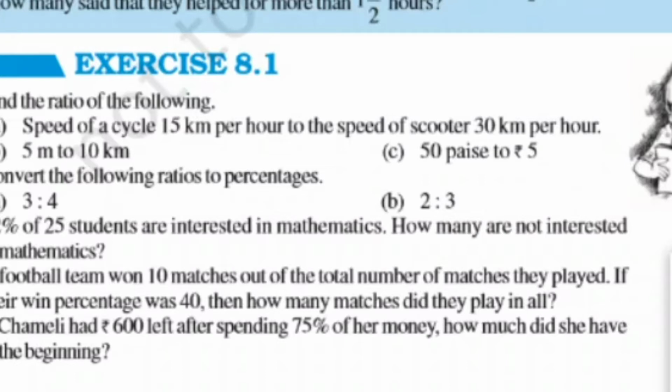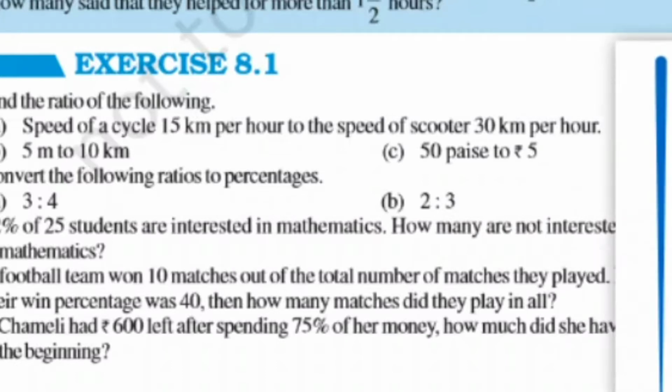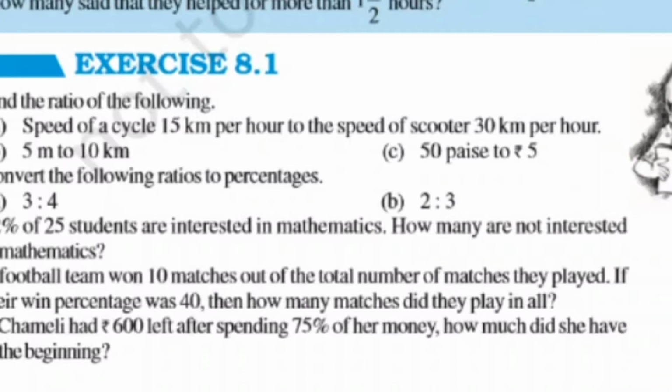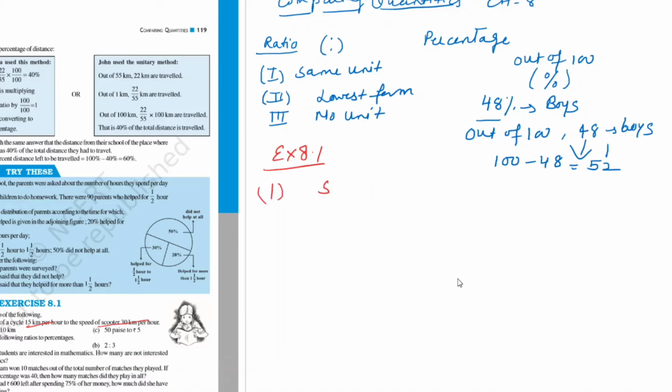Exercise 8.1. In exercise 8.1, we'll start with question number 1. It says the speed of a cycle is 15 km per hour and the speed of a scooter is 30 km per hour. Here, the first important thing we have to be careful about is that both quantities are in the same unit. Here we have the speed of cycle ratio the speed of scooter. So we are comparing, and the speed of cycle is 15 km per hour and that of scooter is 20. So we'll just convert, this gives us ratio 4.